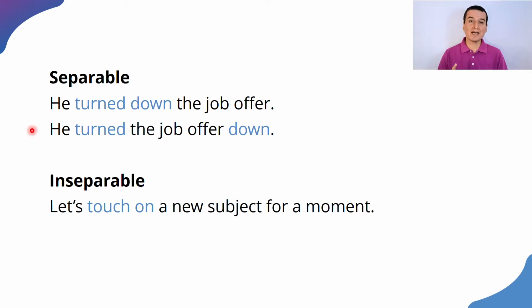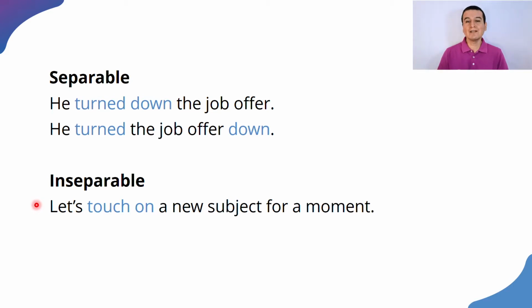This is the first type of phrasal verbs. These are the separable phrasal verbs. I'm going to show you many examples in this section that you can practice with so that you can reinforce this concept. The other type of phrasal verbs are, as I mentioned, inseparable phrasal verbs. And here's an example. It says, let's touch on a new subject for a moment.